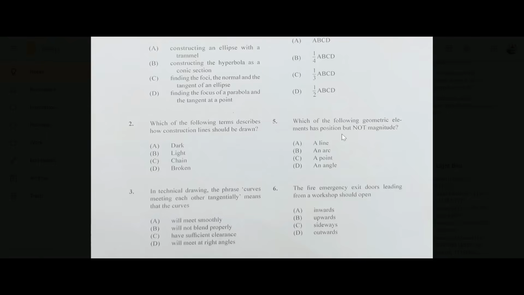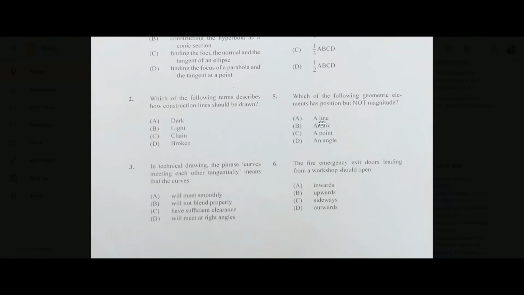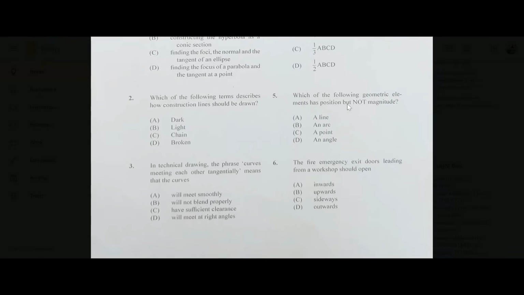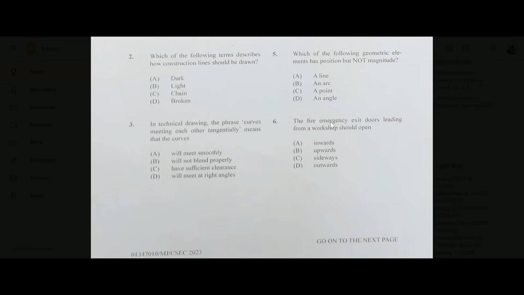Number 5, which of the following geometric elements has position but not magnitude? Is it a line, an arc, a point, or an angle? The answer would have to be C, a point. A point has a position but no magnitude. You cannot measure a point. So number 5, C.